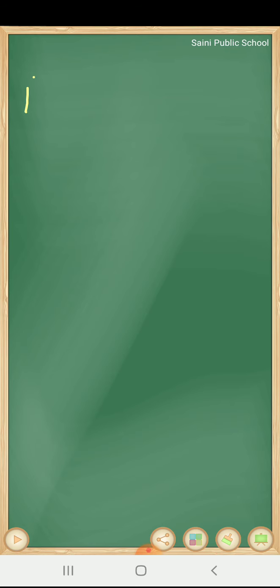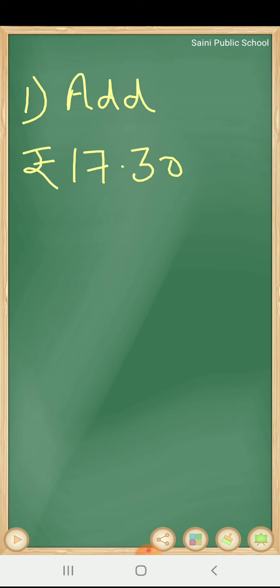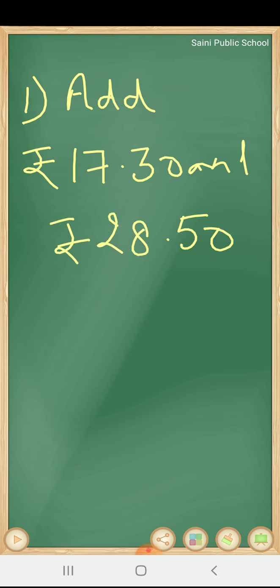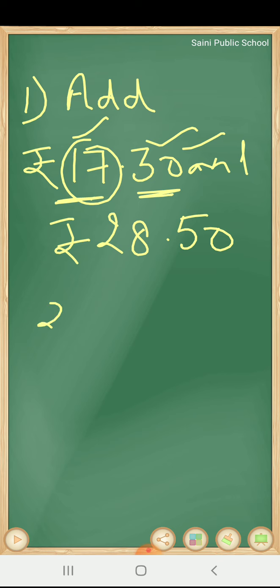First we will discuss addition. Suppose we want to add two numbers, that is 17 rupees 30 paise and 28 rupees and 50 paise. As you know, there are two places, left and right. The left number shows rupees and the right number shows paise. So first of all we will write rupees and paise, both units. Now we will write numbers according to their places.